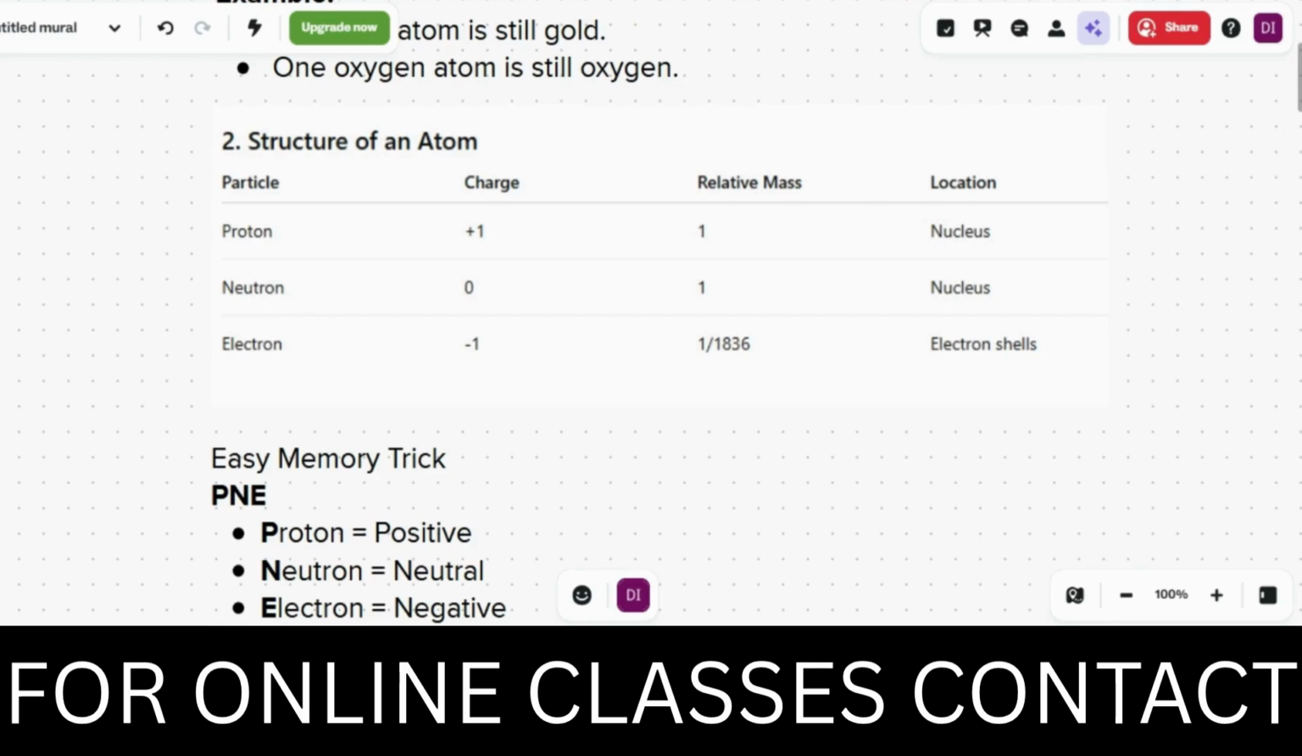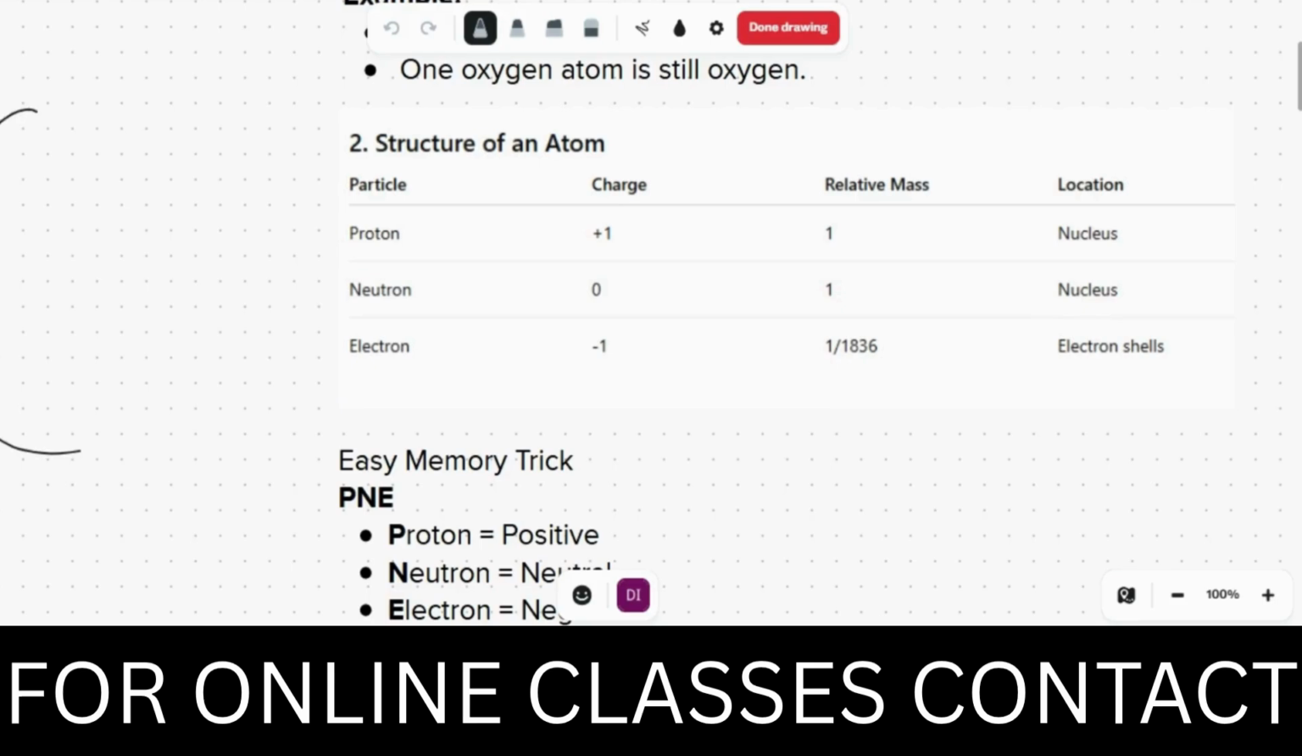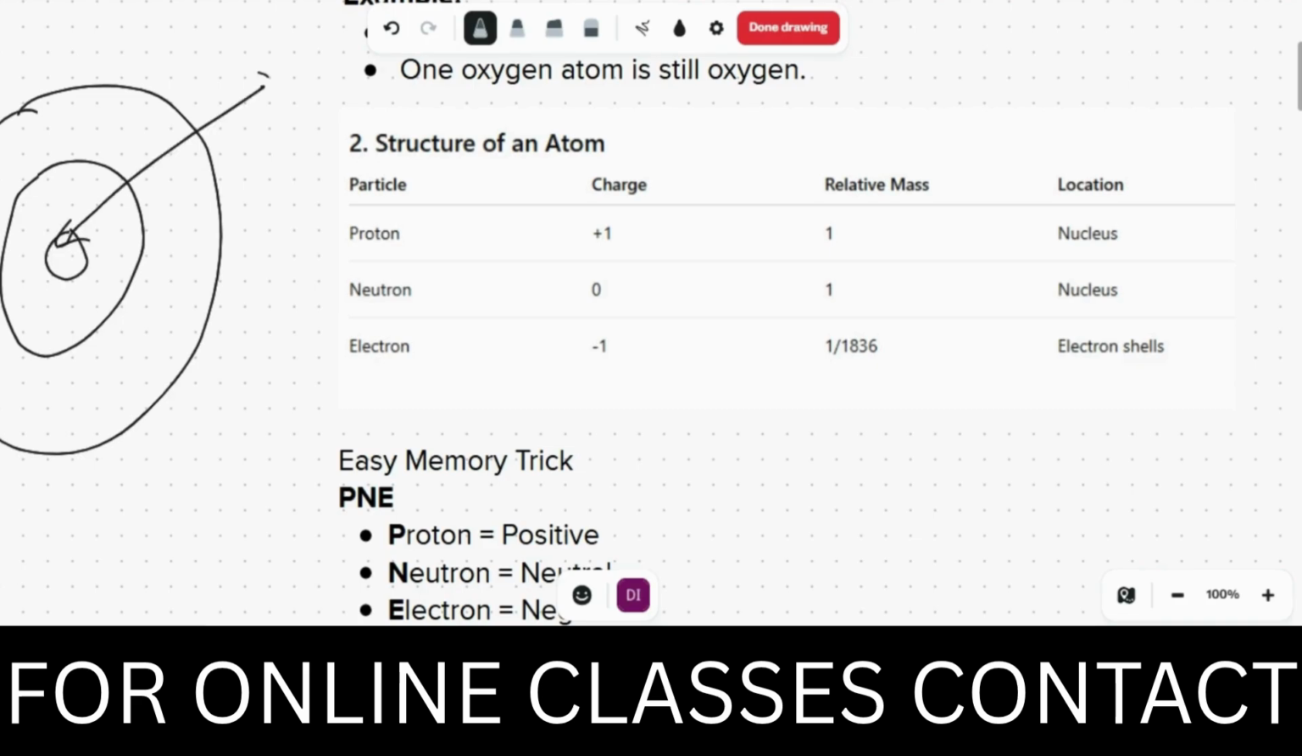What does an atom have? An atom has a charge, which can be positive or negative or zero. Proton: the charge is plus one and its relative mass is one, and it is located in the center. For example, if that is our atom, the proton will be here. There will be a proton, and neutron is also here.